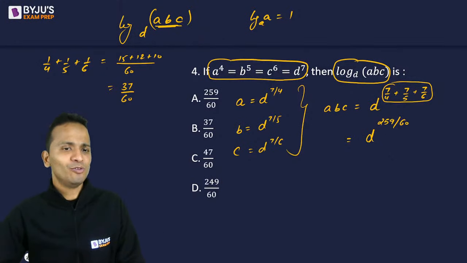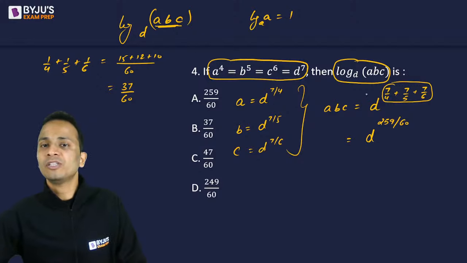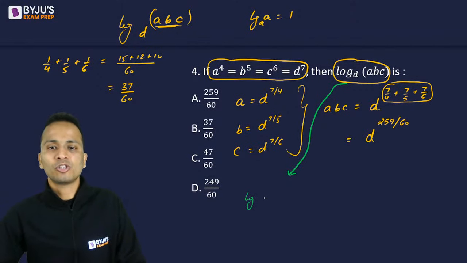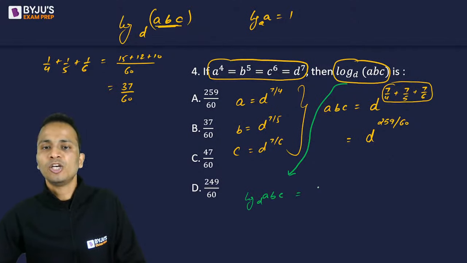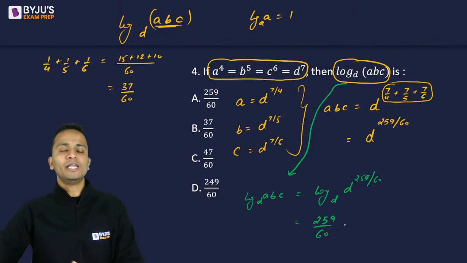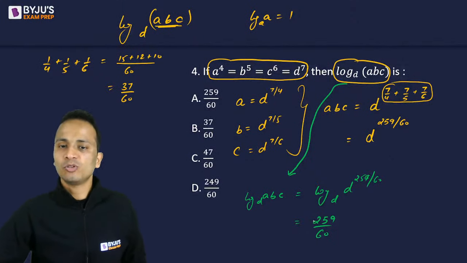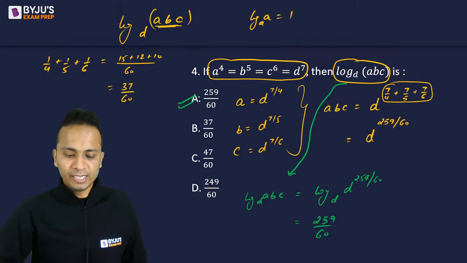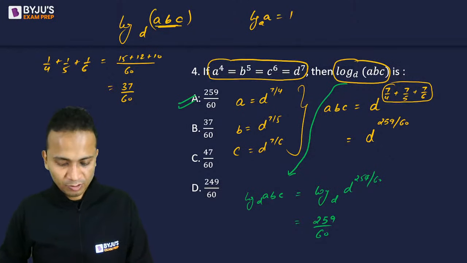Now let's write the value of the expression that we'll have to simplify. So log of ABC base d can be written as log of d raised to the power 259 divided by 60 and the base is d. So 259 divided by 60 will come in front. Log d to the base d will become 1. So the final answer should be 259 divided by 60. Okay.